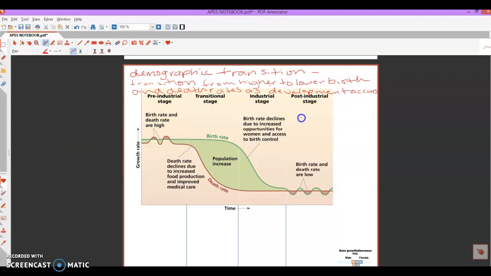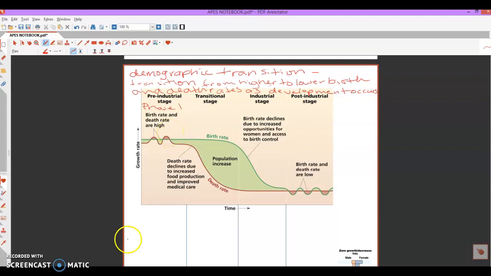Okay, so the pre-industrial stage is the first stage. The pre-industrial stage is also called phase 1. Okay? Phase 1, pre-industrial. So when we look at this, we can see that birth rate and death rate are both high. So this is typically going to be a country that does not have a tremendous amount of health care available. And as you can see, the population is going to remain relatively stable because both the birth and the death rate are high.